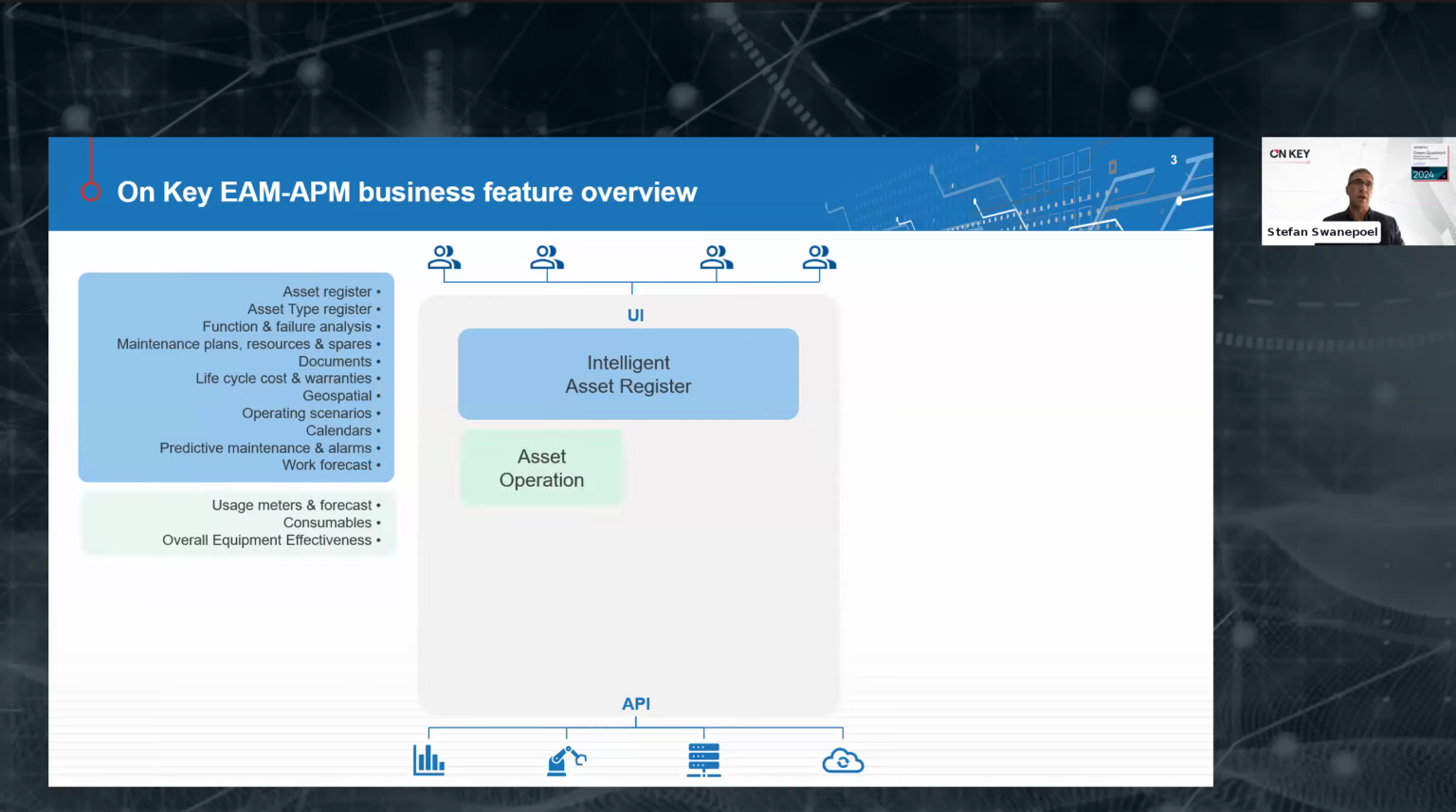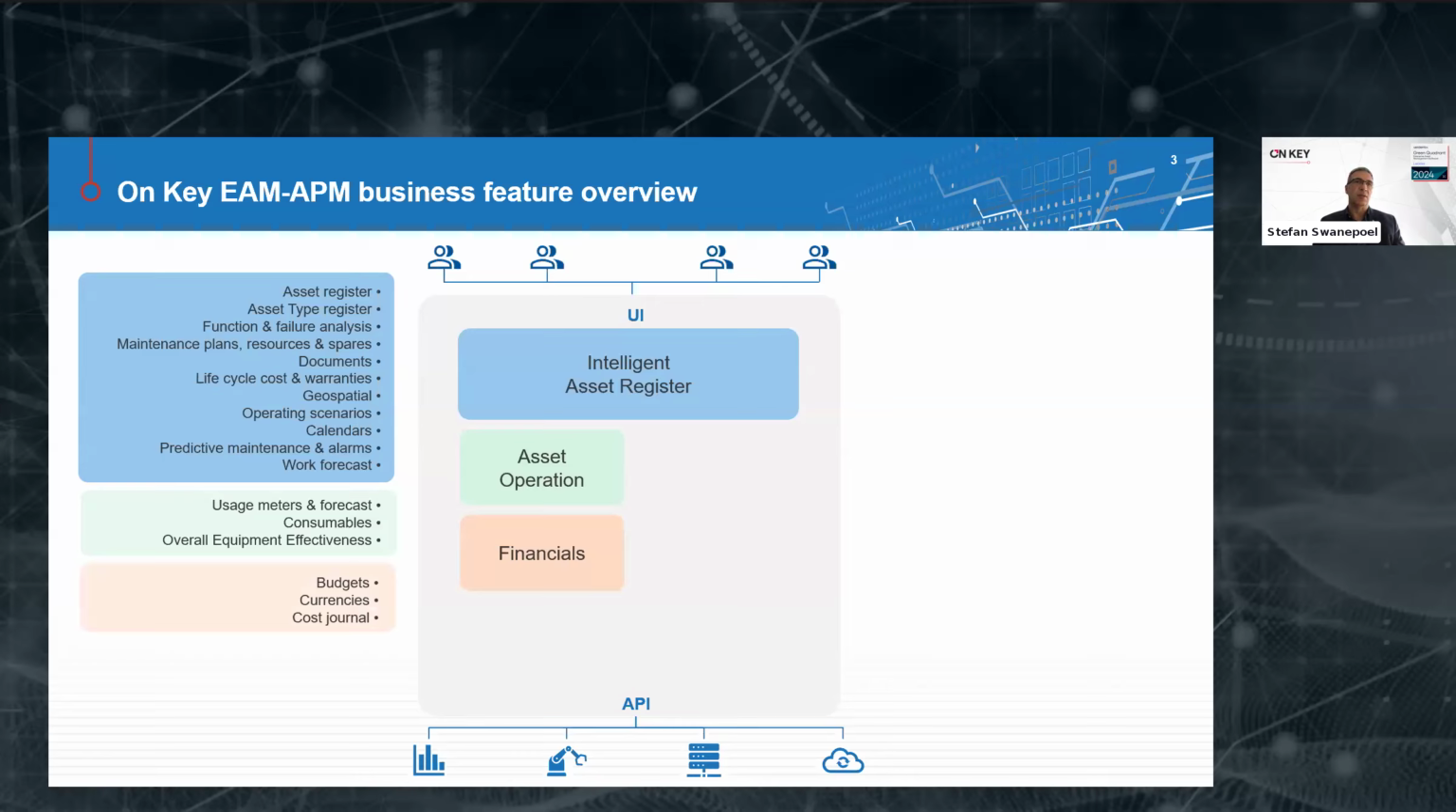Then the next part is the asset operation part, which looks at the usage of the asset, understanding meters to track the use of the assets, to trigger maintenance tasks. It looks after consumables like fuel and oil. And then you'll also see a little bit of the overall equipment effectiveness, things that are coming up in that space. So everything to do with the operation of the asset.